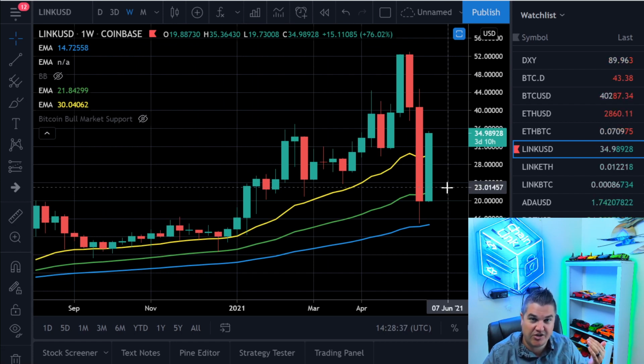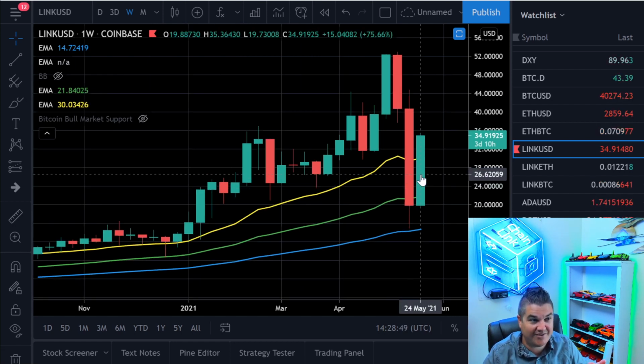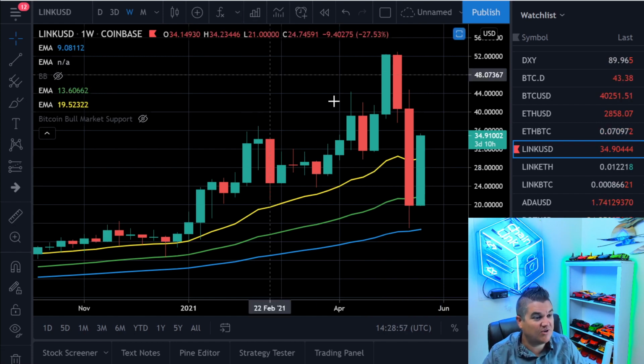Link tends to do better when the rest of the market isn't really doing much. And so far, over the past few days, the rest of the market hasn't really been doing much. Link has been doing quite a bit, right? Up 75% in the past week. 75% this week. Pretty nice. Okay, what else we got?